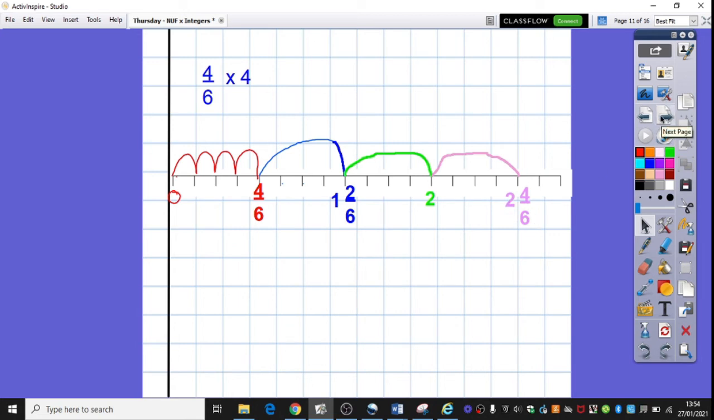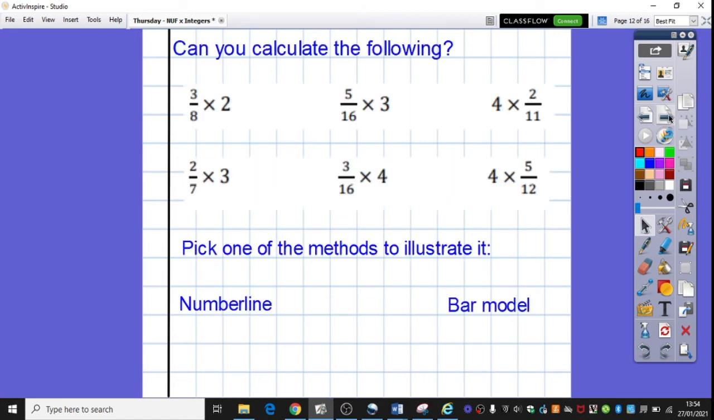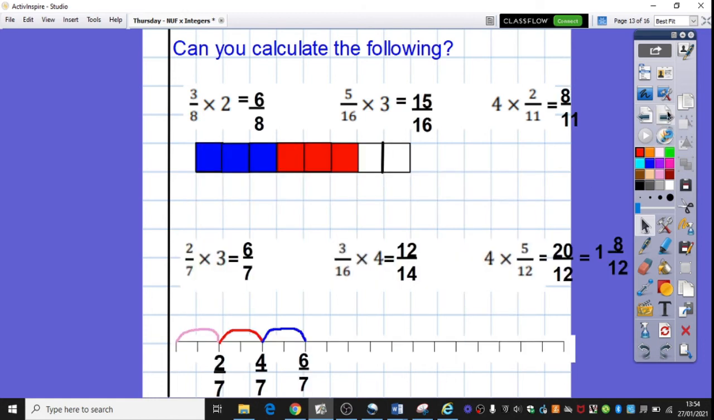So some different visual representations there that might help you today. So what I'd like you to do now is have a go at pausing the video again and see if you can try out some of these calculations on the board. You might want to pick a number line or a bar model to help you to illustrate your method. Okay, so if you've unpaused the video now, let's have a little look at your answers.